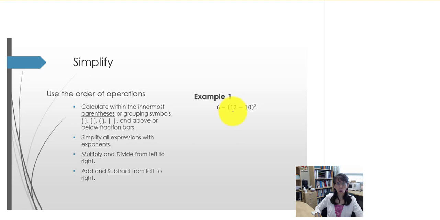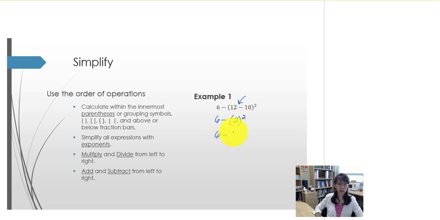Example 1: 6 minus the quantity of 12 minus 10, squared. We can notice we do have parentheses, so we should take care of anything inside the parentheses first. So we still have 6 minus the amount in the parentheses; 12 minus 10 would leave us 2, and we have an exponent of 2. Although we still have parentheses, those are needed to know which term is raised to the power. So we have the quantity of 2 with an exponent of 2. So we actually have 6 minus 2 squared.